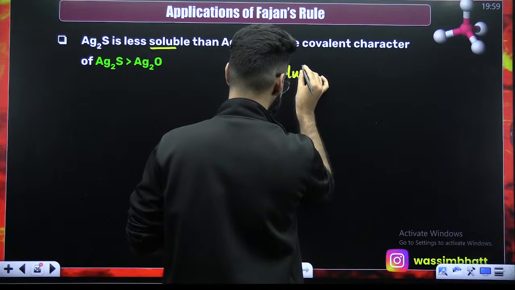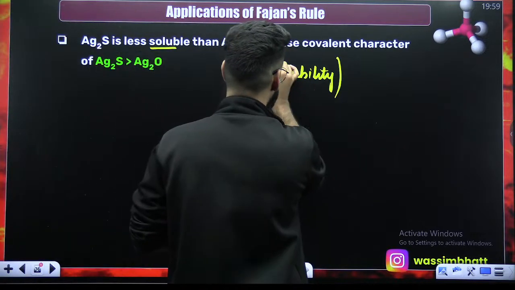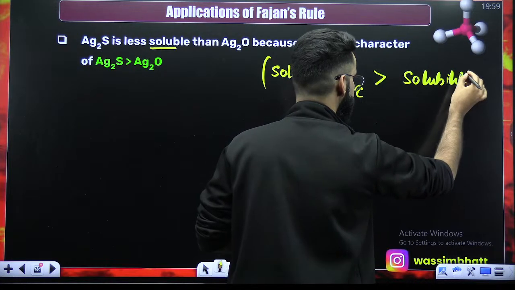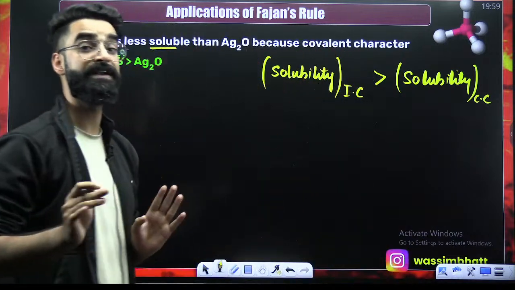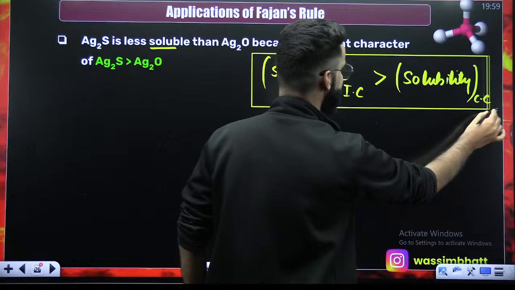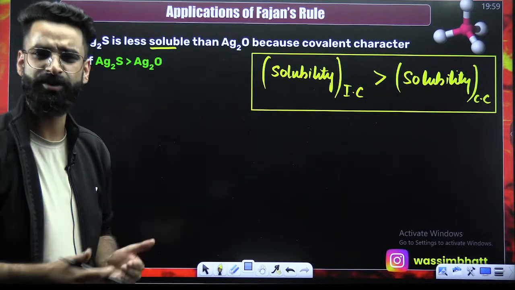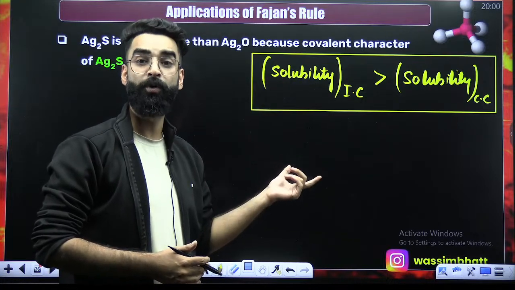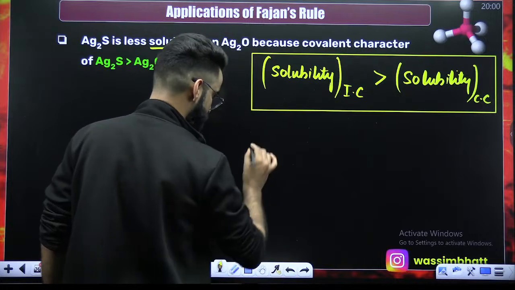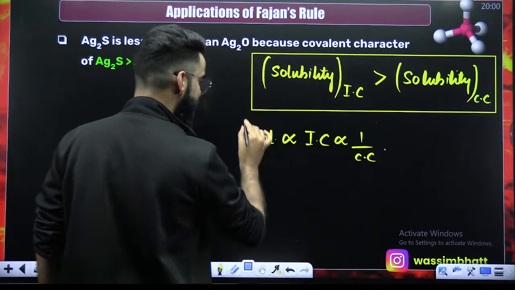Solubility. When you talk about the solubility of ionic compounds, it will generally be greater than the solubility of covalent compounds when the solvent is polar in nature. Why is that? Because like dissolves like. Ionic means it will get dissolved more in polar solvents. Or in short, you can say: solubility is directly proportional to ionic character and inversely proportional to covalent character, if the solvent is polar in nature.